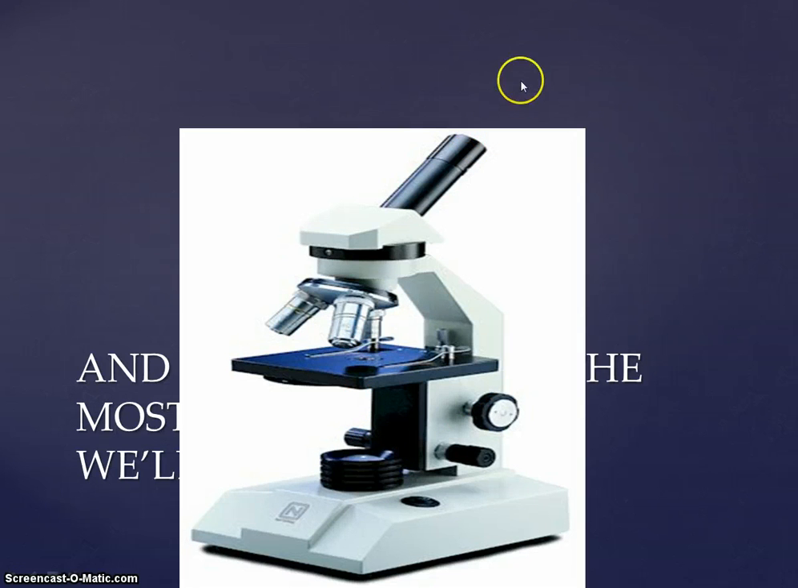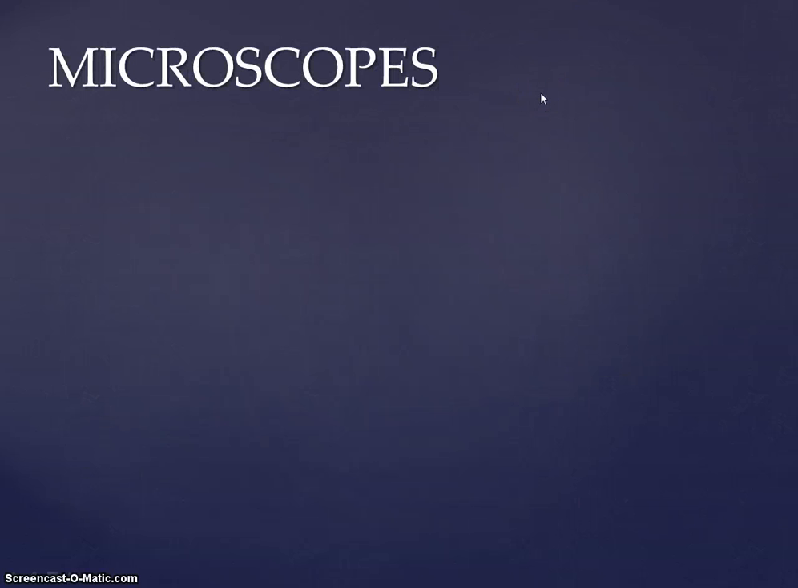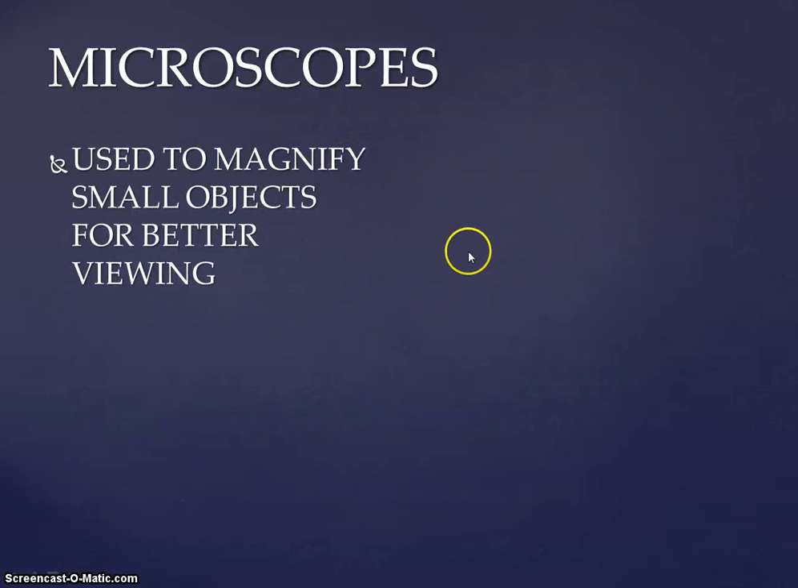So what we want to do is look at some basics of microscopes, and then we'll start using them in the lab. Just as the name implies, micro, tiny, scope, meaning we can look through it and see that. They're used to magnify very small objects, things we would not be able to see with the naked eye, or could barely see. It'll enlarge them so we can see a lot of detail.